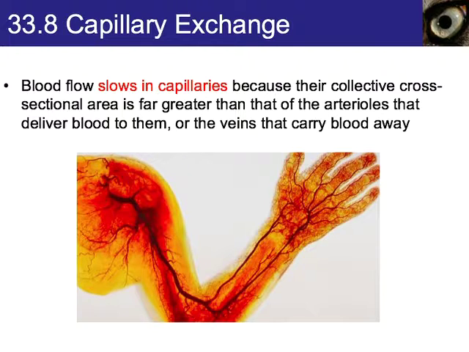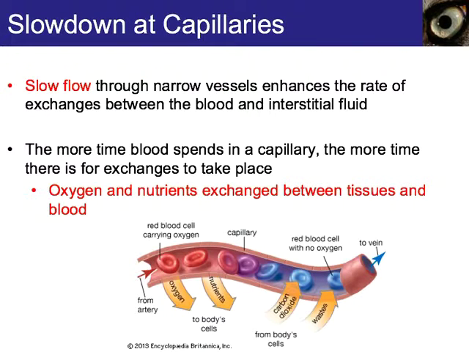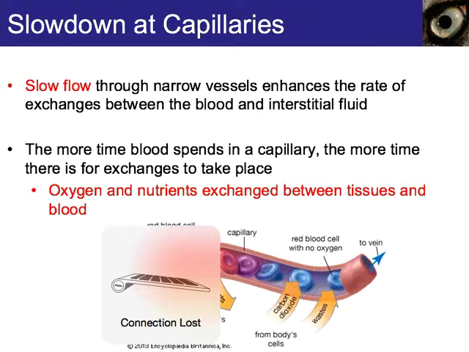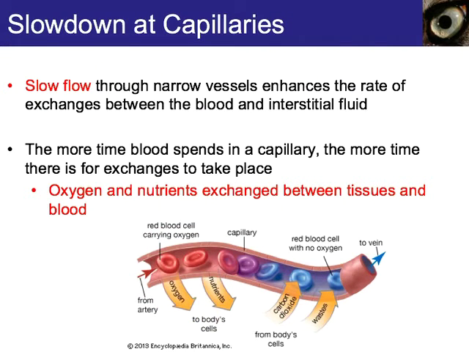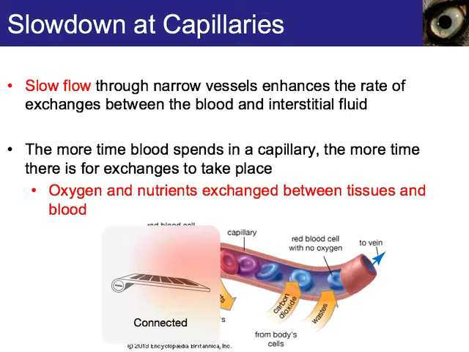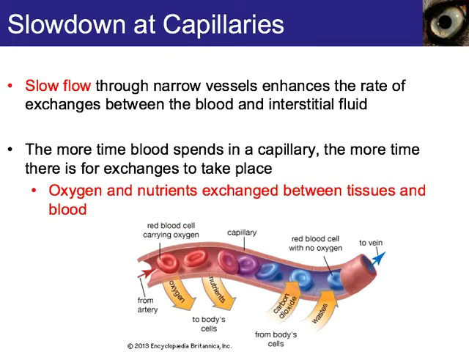So, what that means is, as the capillaries get smaller and smaller, that's going to slow down the flow and allow for the exchange of oxygen into your tissues and waste back into your blood. Slow flow through narrow vessels enhances the rate of exchanges between blood and interstitial fluid. These capillaries are so tiny that the blood is going to slow down. The more time blood spends in a capillary, the more time there is for exchange to take place, so oxygen and nutrients can be exchanged between the tissues and the blood.